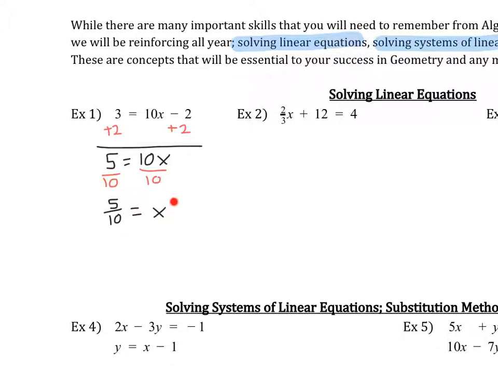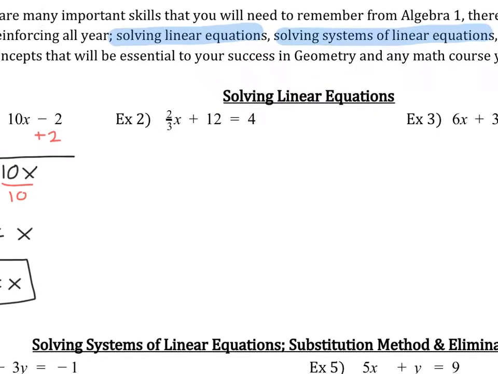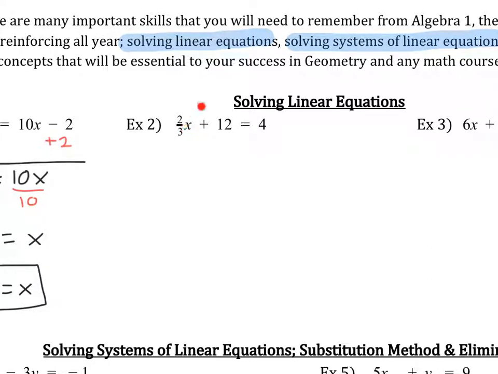Now, of course, I'm almost done solving because my variable is isolated, but we do need to simplify the fraction. So I'm going to divide the numerator and denominator by 5, which leaves me with 1/2 equals x, and that is my final answer. Okay, let's look at this next example. So here's my variable. So I can start by doing the inverse of addition, which is subtraction. I can subtract 12 from both sides of my equation. And I'm left with 2x over 3 equals -8.